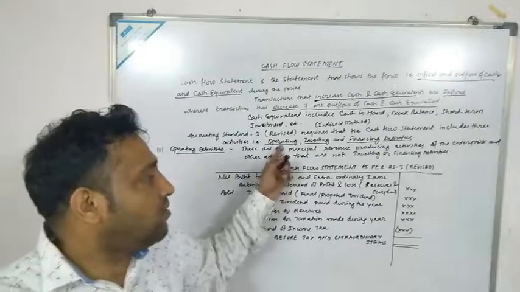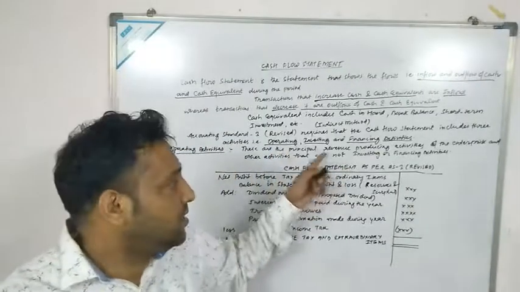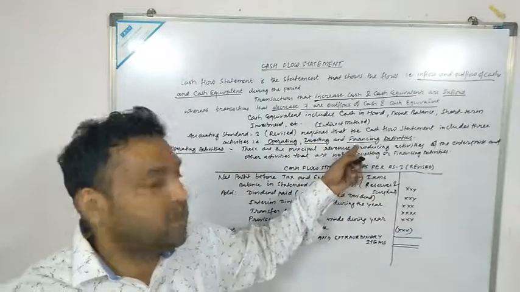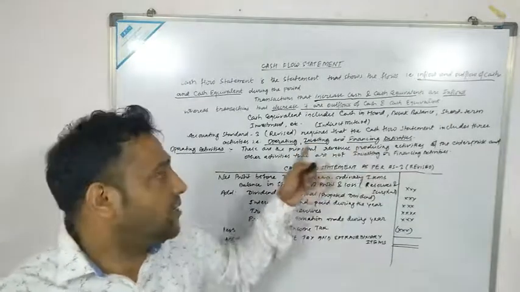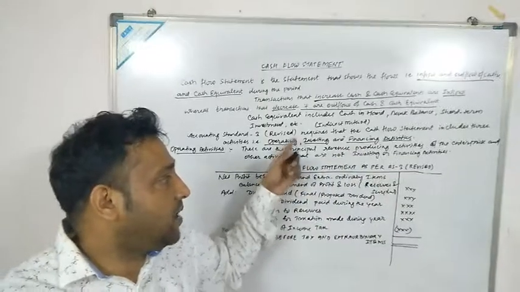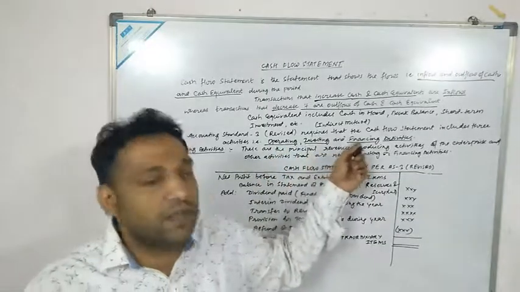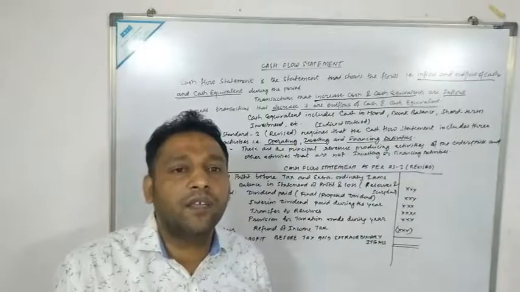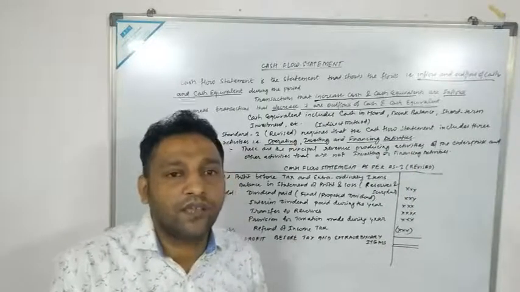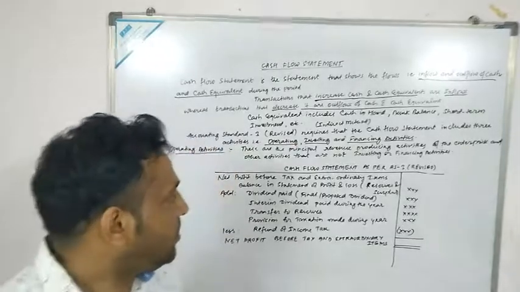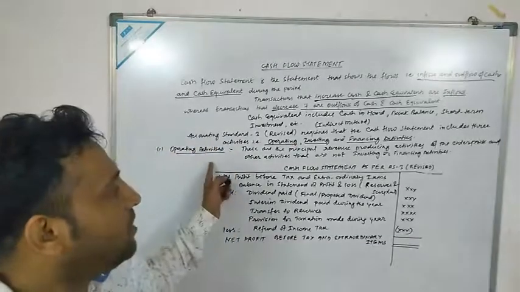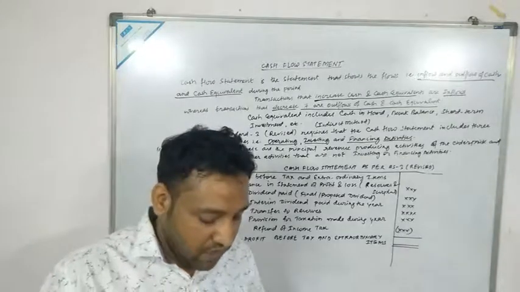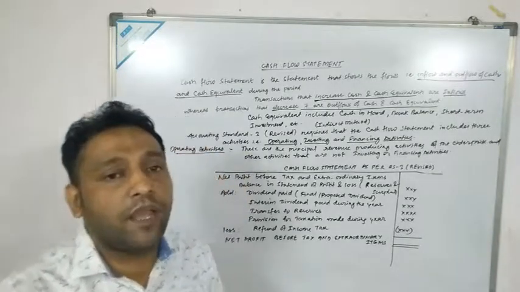First you get one answer from the cash flow from operating activity, then cash flow from investing activity, then cash flow from financing activity. At the end, we add all the activities, operating plus investing plus financing, and from that we get either the net increase or decrease in cash and cash equivalent. Today we will discuss the first activity, the operating activity.